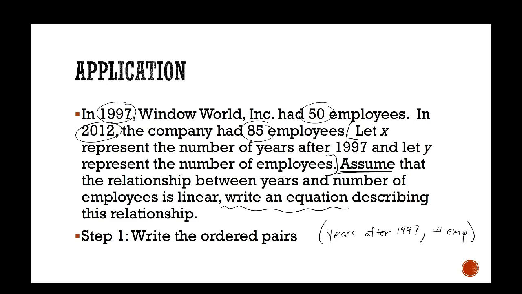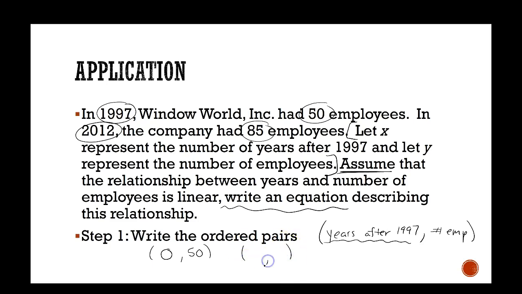Okay, so our step one is to take these numbers, this information that we have, and write these as ordered pairs. So if in 1997 the employees were 50, if I put that in an ordered pair, I know 50 is going to be my Y because that's the number of employees. This can get kind of tricky for your X. So it says years after 97. So 97 is how many years after 97? Well, that's 0. Okay, so I'm not putting 1997 in for my X. I'm putting the number of years it is after 97. Okay, so that's my first ordered pair.